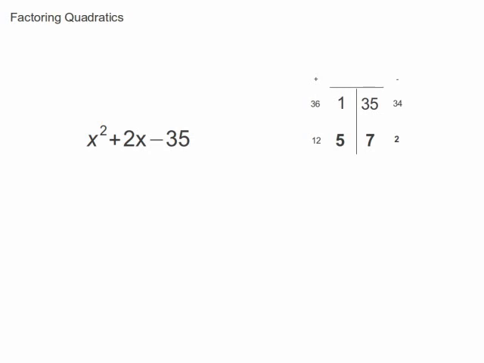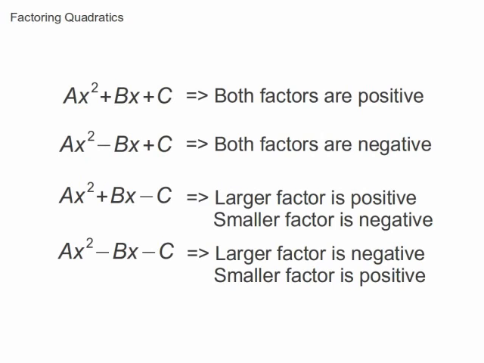Once we have the two numbers, we set up each of the binomial factors. We place an x and one of the numbers. Then we put the signs in. It's often easy to see which numbers should be positive or negative, but I like this quick reference for trickier situations.